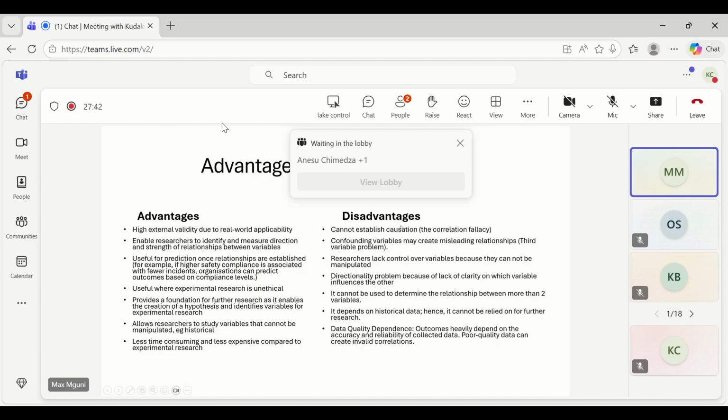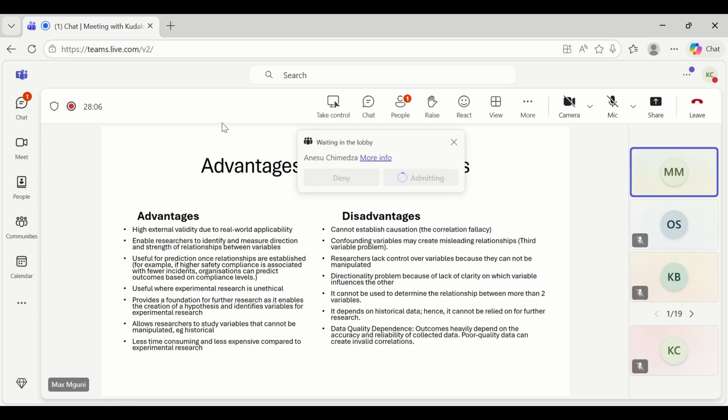There are confounding variables that may create misleading relationships. For example, a third variable problem. So there may be a third variable that you may not be aware of. For example, I mentioned that if we quickly conclude that training has reduced accident rates, that can create a problem because there could be other factors that could have caused that.